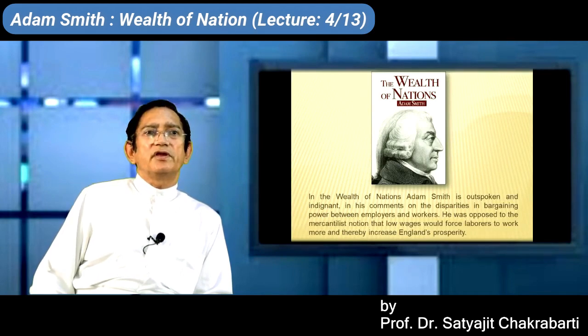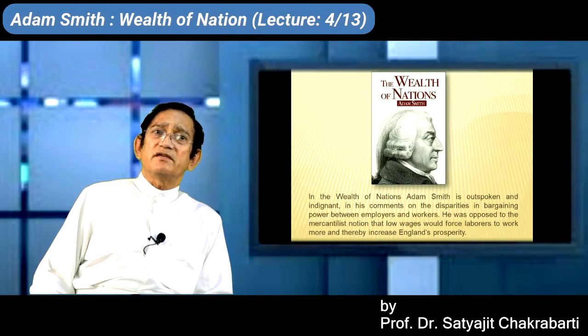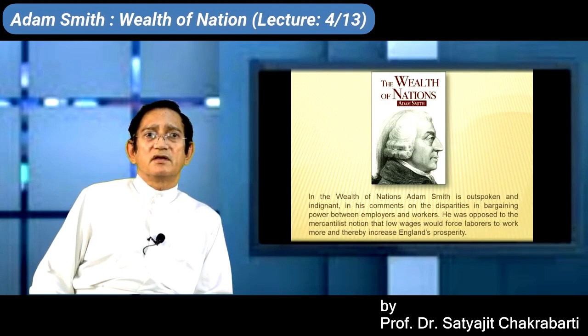In The Wealth of Nations, Adam Smith is outspoken and indignant in his comment on the disparities in the bargaining power between the employer and the workers. He was opposed to the mercantilist notion that low wages would force laborers to work more and thereby increase England's prosperity. He didn't believe that.